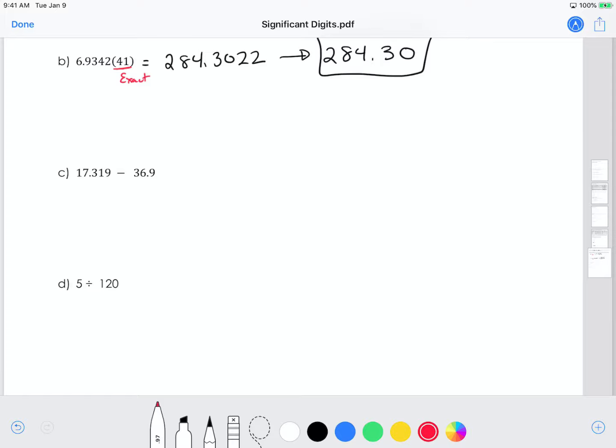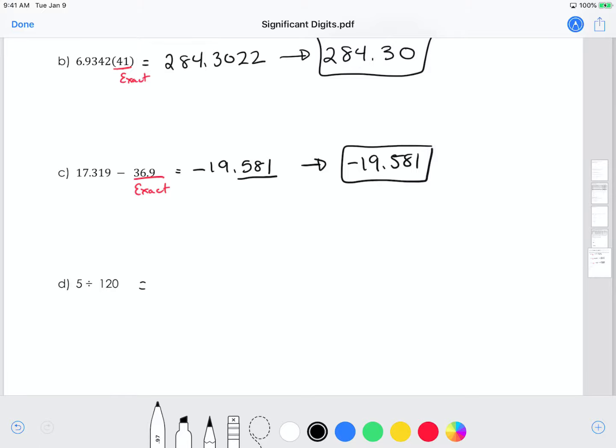In part C, the second number we said was exact. So our accuracy and precision is only going to rely on the 17.319 number. Since this is subtraction, we want to look at the number of decimal places. So if I take 17.319 and I subtract 36.9 on the calculator, I'm going to get negative 19.581. Well, in the 17.319 number, I have 3 decimal places. So I want to make sure I have 3 decimal places in my final answer. So negative 19.581 will be my final answer.